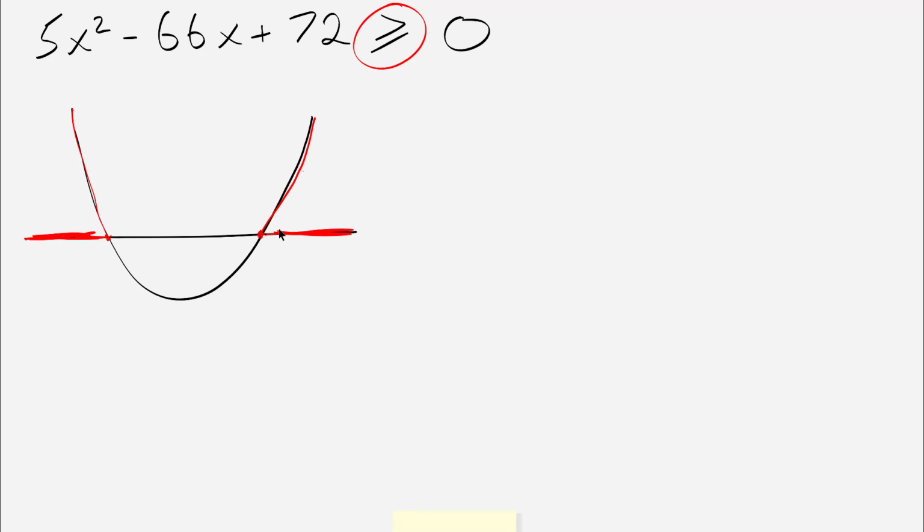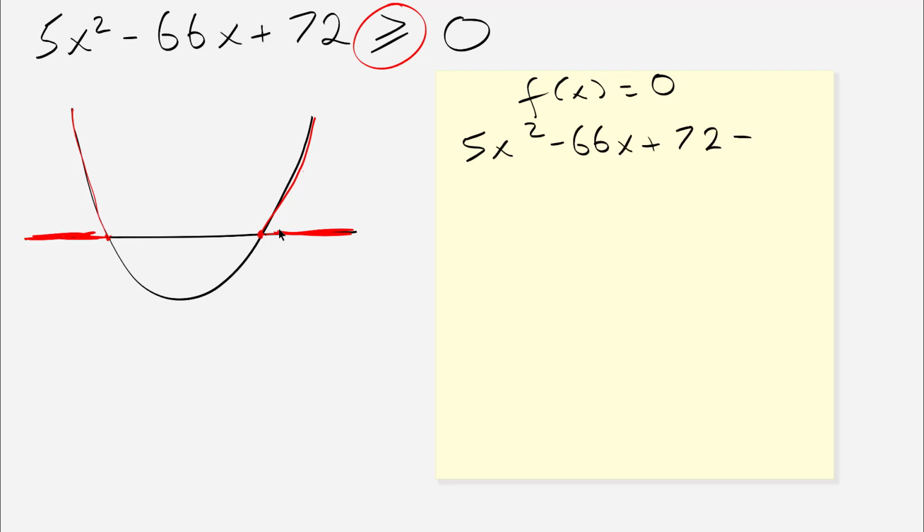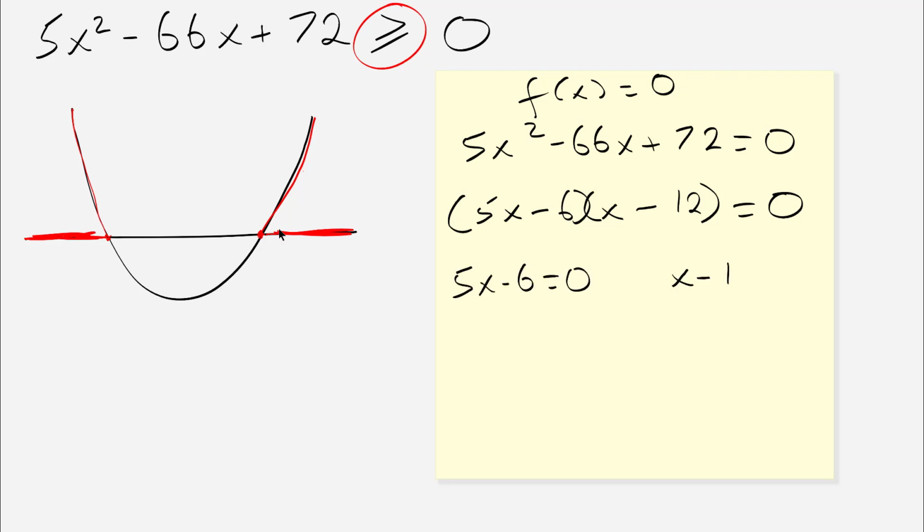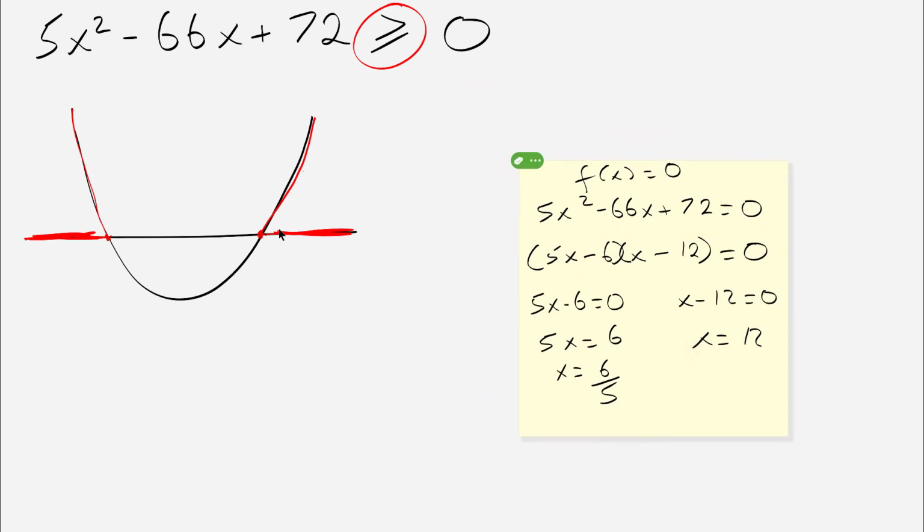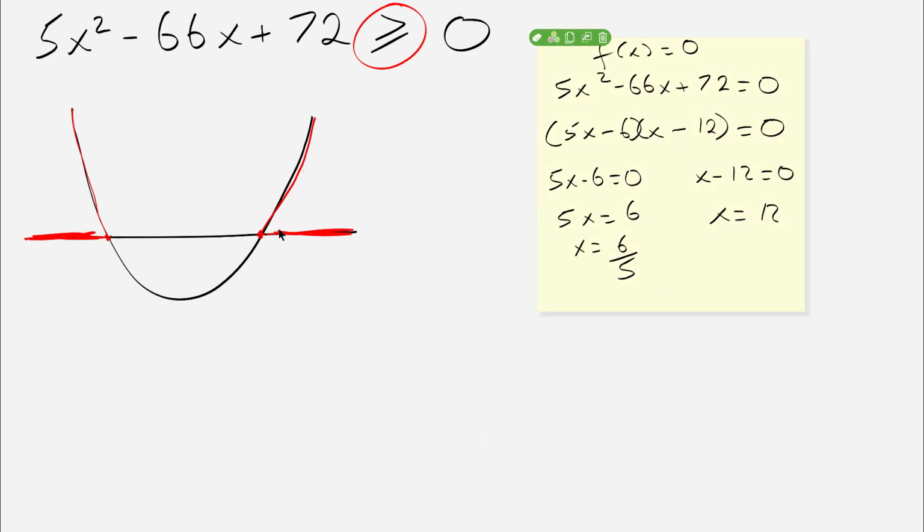Well, let's find the roots. So once again, we know in order to find the roots, you put the function equal to 0. So 5x squared minus 66x plus 72 equals 0. Let's factorize this. 5x and x, and the factors of 72 that we need, we're going to use 12 and 6. 5 times 12 is 60, plus 6 is 66. So 5x minus 6 equals 0, x minus 12 equals 0. 5x equals 6, x equals 6 over 5, or x equals 12. So we have figured out that our roots are at 6 over 5 and 12.